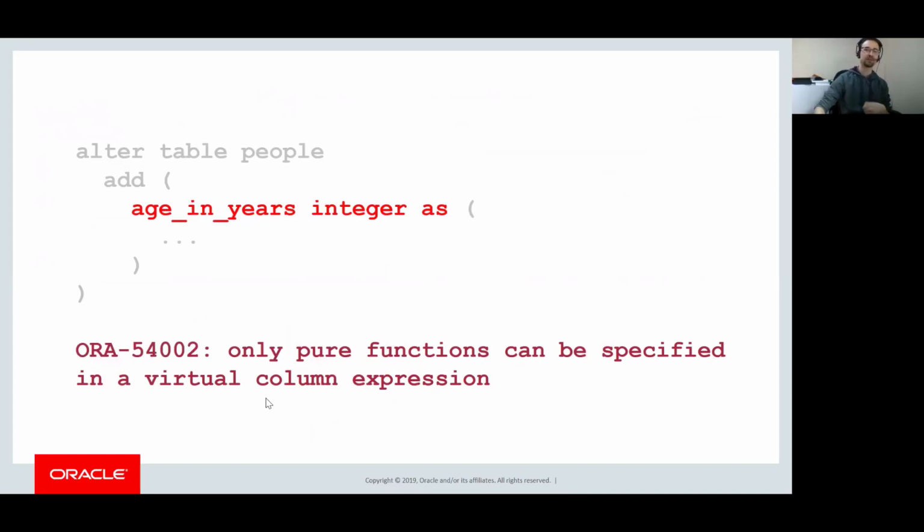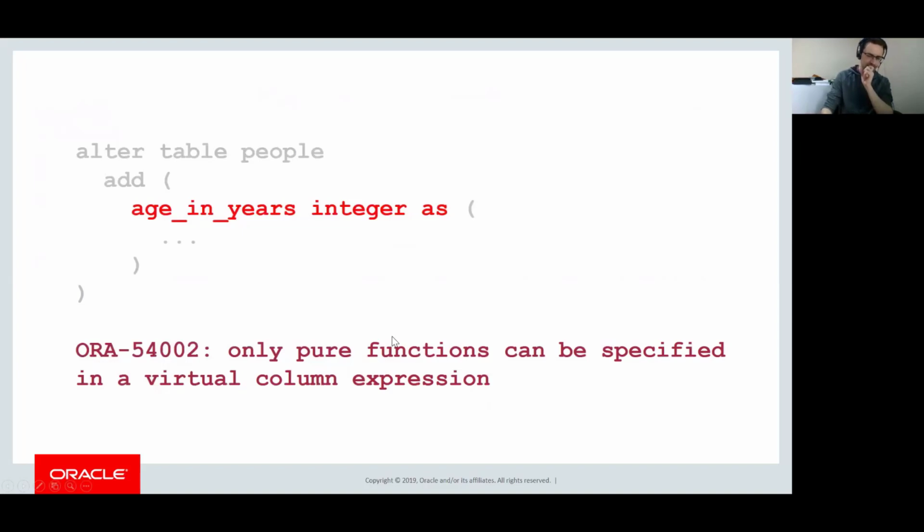Each time we call it, someone's age could have changed. So each new day, someone will have got older if our data set's large enough. So it is a non-deterministic function. Given the same inputs, we're going to get different results on different days. And we don't allow this in virtual column definitions. So this is potentially a problem.